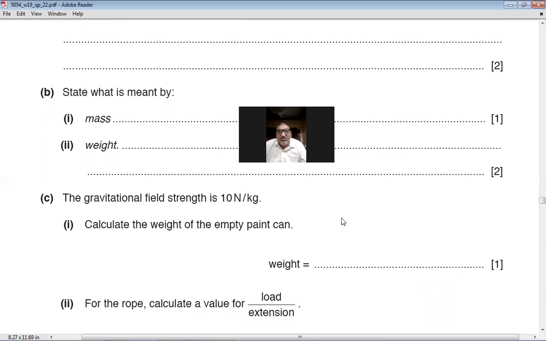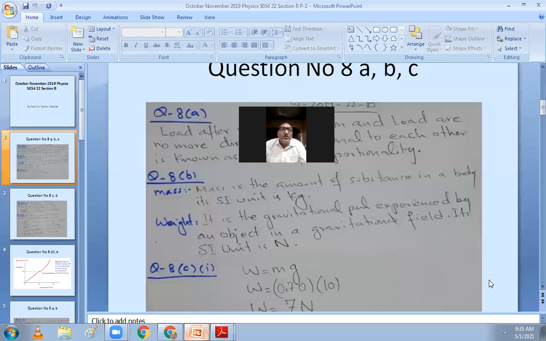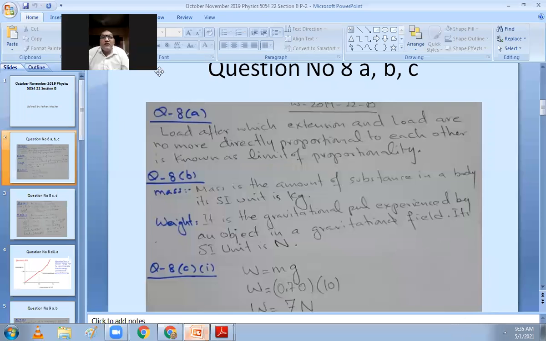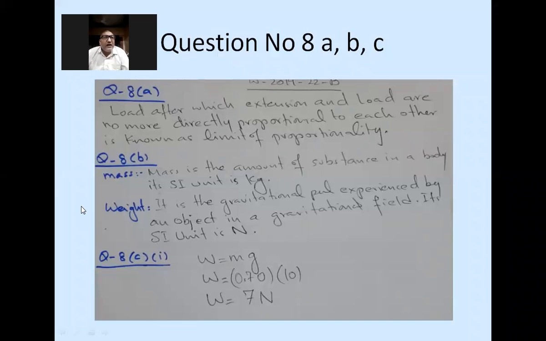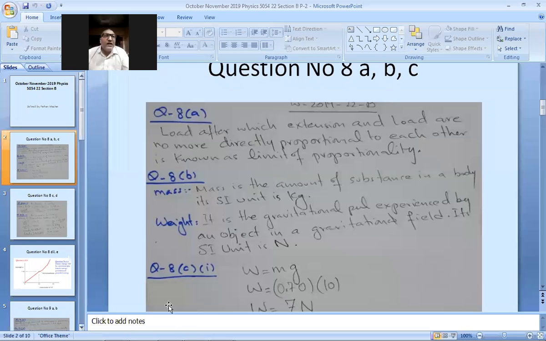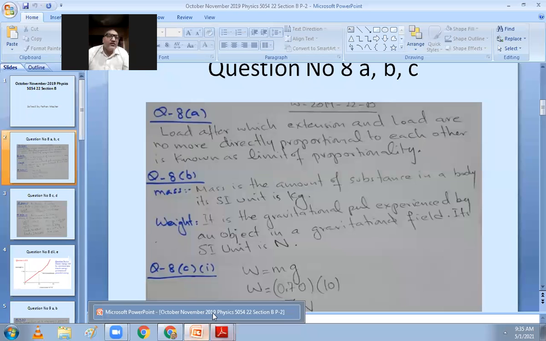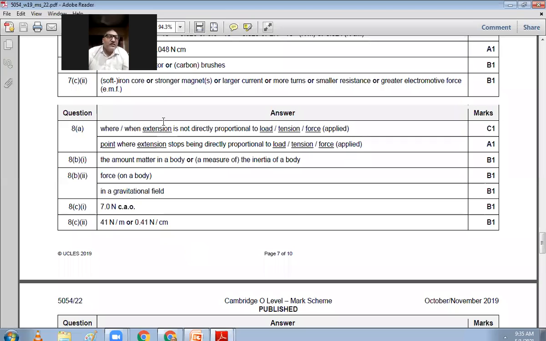You see these 2-3 marks, they are easy. They are basic physics. So let me show you my answer. I have written this answer and then we will check the marking scheme. Mass is the amount of substance in a body. Its SI unit is kg. Weight is the gravitational pull experienced by an object in a gravitational field. Its SI unit is Newton. The next part is going to ask you a question on the formula. Let's check first of all the marking scheme.